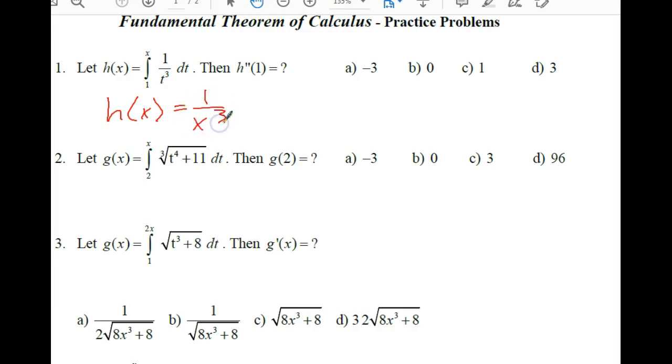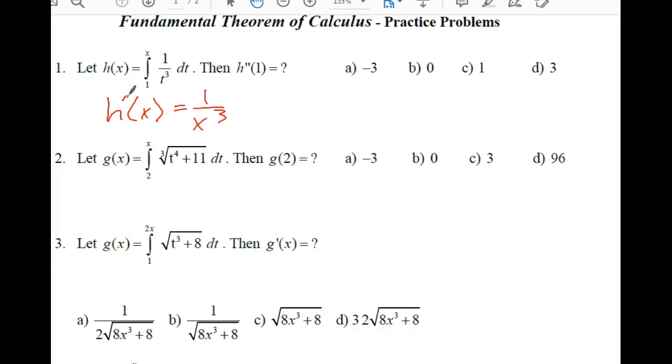Is that first H prime, the first derivative? No, that's H prime. I thought when you take the derivative of an integral, you get h. But the answer is H prime. No, you're okay, just put a prime after the H. That answer, 1 over x cubed, is the derivative, because you're taking the derivative of the integral.